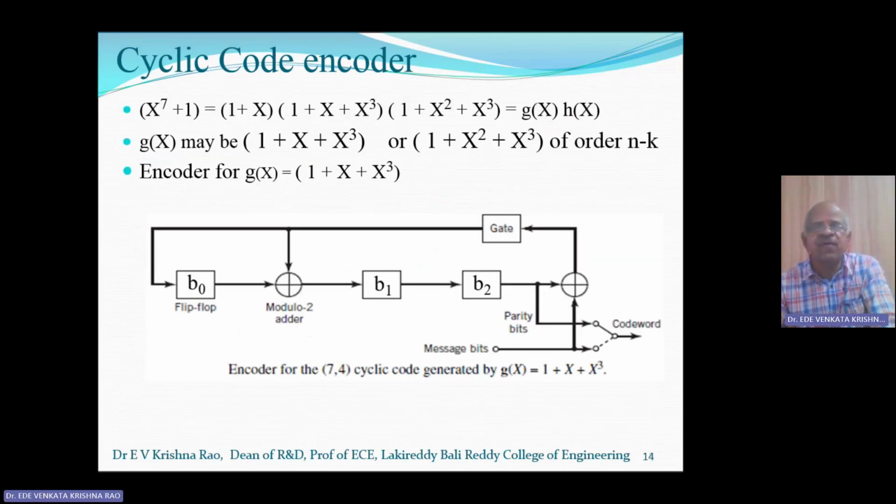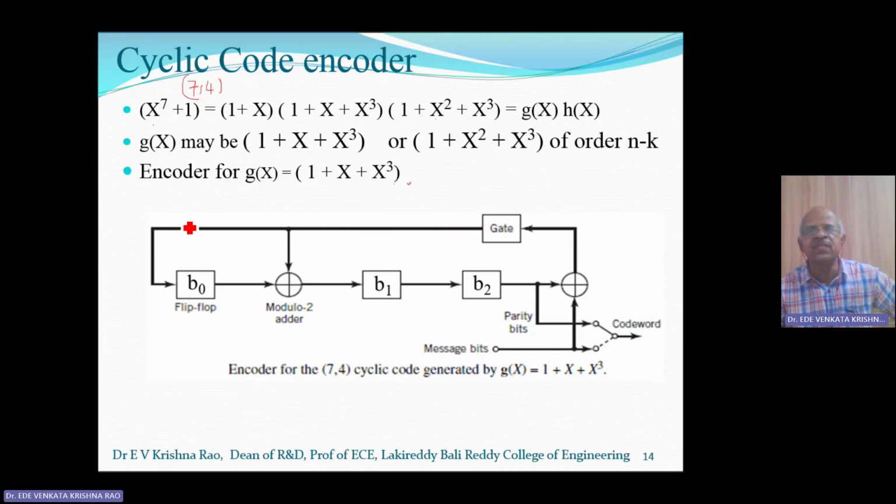So this is the example of the encoder, in a similar way to the previous example of 7, 4. As we said, g of x and h of x form the product polynomial, and we have chosen g of x as 1 plus x cube as before. We can choose either this or this. So we have chosen this earlier, and the remaining product of kth order is h of x, 1 plus x into 1 plus x square plus x cube becomes h of x. So these are the parity bits.